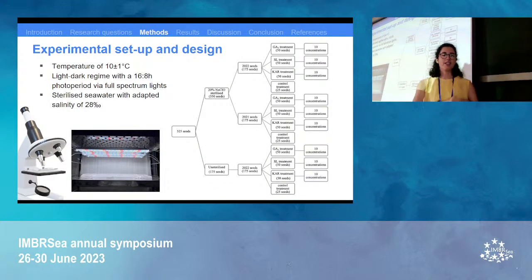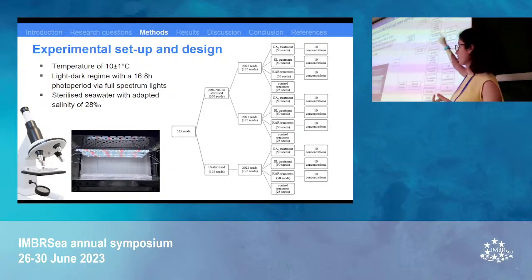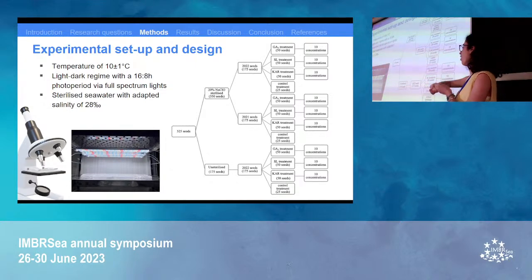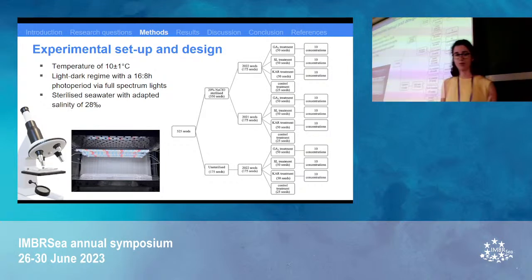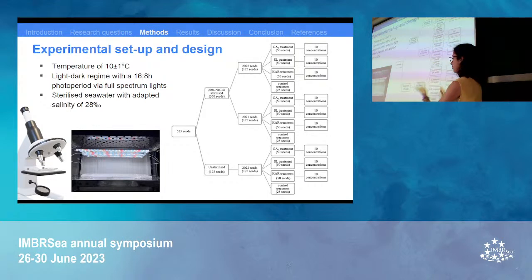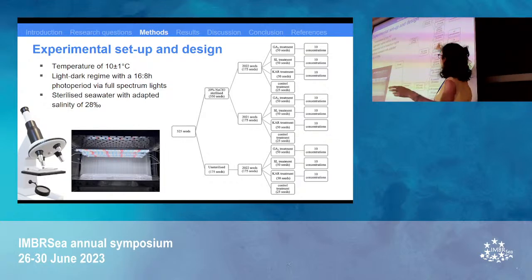All right, for the experimental setup, here you see the three main conditions that we kept: temperature, light, and seawater. They were all chosen the way they were because they were mimicking the natural conditions in the Wadden Sea in spring, which is when the seeds are known to germinate. And then as for the experimental design, we had 525 seeds, and they were divided into the hormone groupings that you see here.